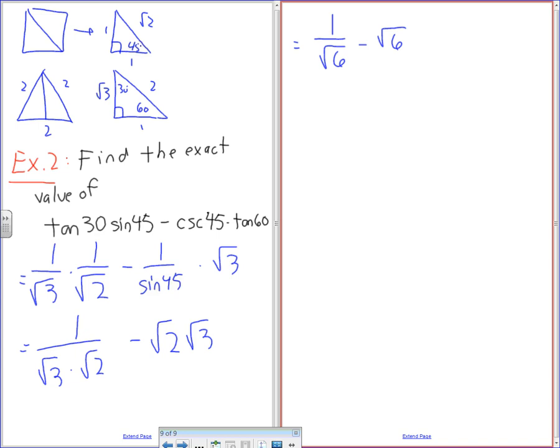Okay, so I have 1 over root 6 minus root 6. How did I deal with that? Go ahead. You do the root 6 thing where you multiply the 1 over root 6 by root 6 over root 6. Very good. So this is going to turn to root 6 over 6 minus root 6. Okay, how do I deal with that now?